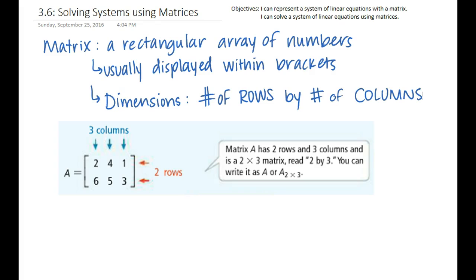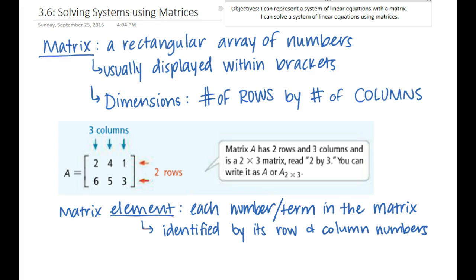So as always, let's begin by defining our key word, which today is matrix. A matrix is a rectangular array of numbers, and we usually display a matrix within brackets. When we're talking about the dimensions or the size of a matrix, we name the number of rows by the number of columns. So you can see in the example below, we have matrix A. There are 2 rows and 3 columns of data values, and we call this a 2 by 3 matrix. So we can write it as A or A sub 2 by 3.